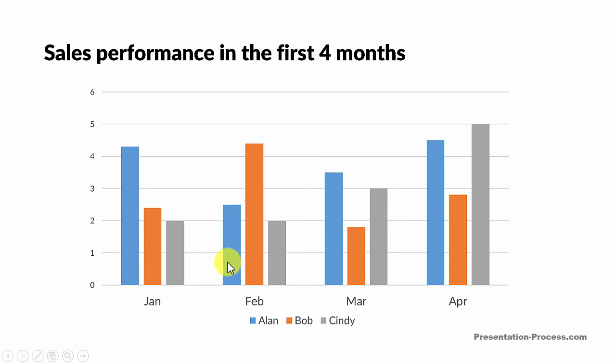You choose this option whenever you want to talk a bit more about the events that happened in a particular month rather than to talk about the performance of different salespeople.